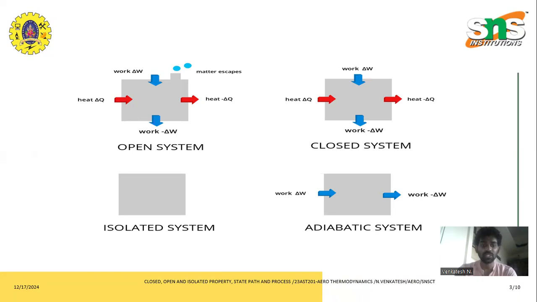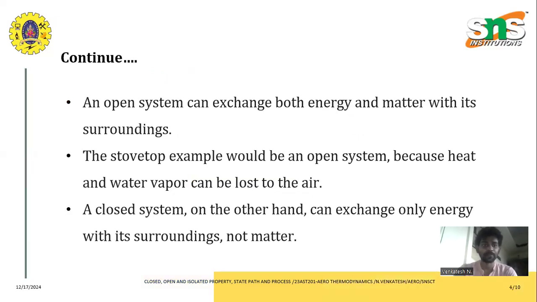An isolated system means there is no mass transfer and no heat transfer occurring in it. That is called an isolated system. An adiabatic system is one where only work is considered along with mass, and there is no heat transfer. So that is considered an adiabatic system.